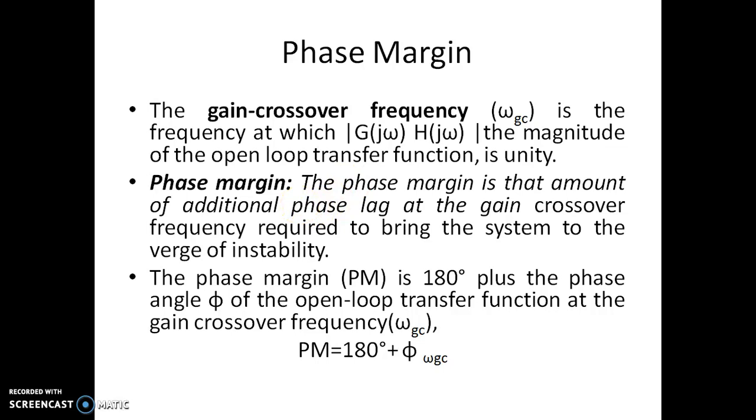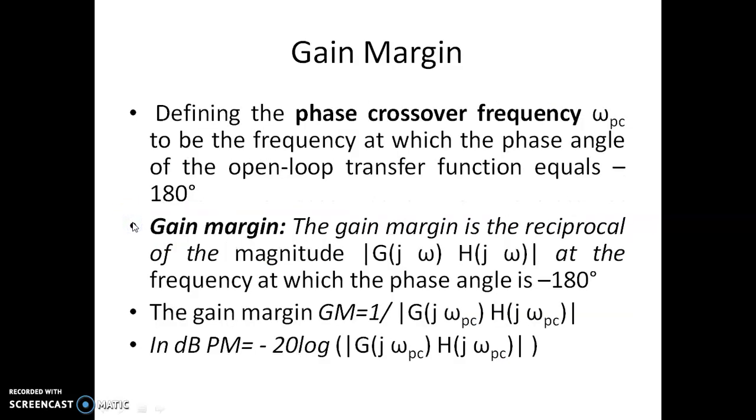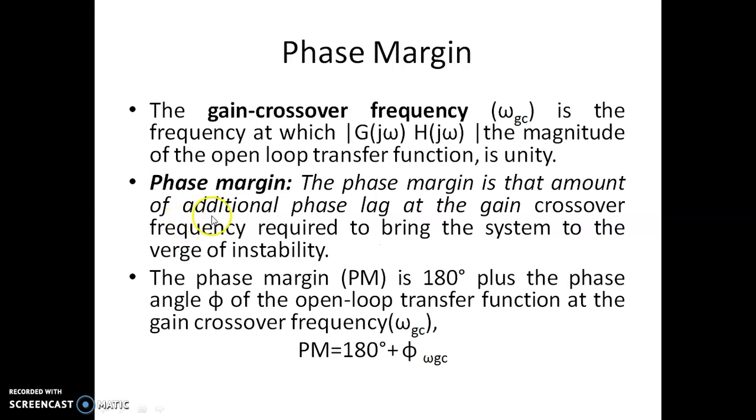Now we know that for the system to be unstable, the phase should be at minus 180 degrees. If the phase at omega GC is minus 100 degrees, I need to add another minus 80 degrees of additional phase lag to make that minus 100 into minus 180 degrees. So it is the additional phase lag at the gain crossover frequency that needs to be added to make the system be at the verge of instability.